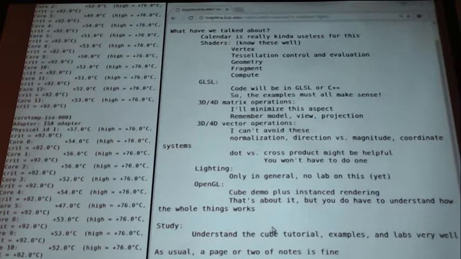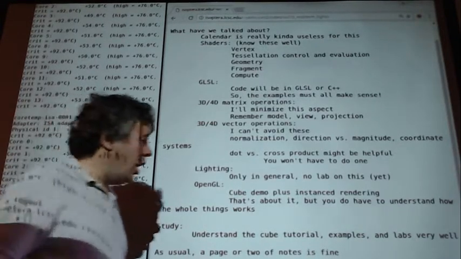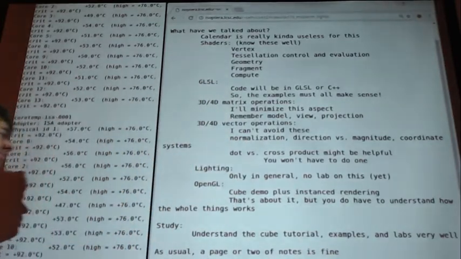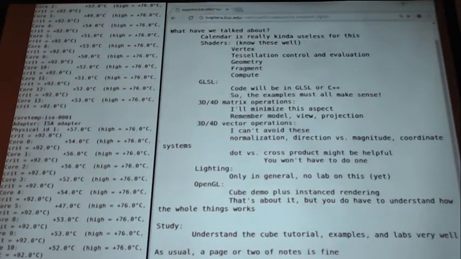Okay. I think that's about it. So studying. My suggestion would be understand the cube tutorial thoroughly. Understand the examples and the labs very well. And if you know all of these things, I think you'll probably do fine. Okay, so that should be a way to kind of focus efforts. Unless that's overly broad, in which case it's the opposite of focusing, but at least it's some way to direct.